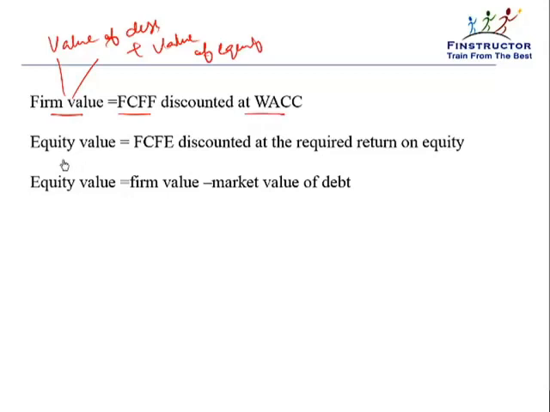If you are asked to calculate the equity value, that is the market value of only the equity, buying all of equity means you're assuming the assets as well as the liabilities. Then you will use the free cash flow to equity discounted back at the required return on equity. Equity value is the same as the firm value minus the market value of debt, or firm value is the same as equity value plus market value of debt.